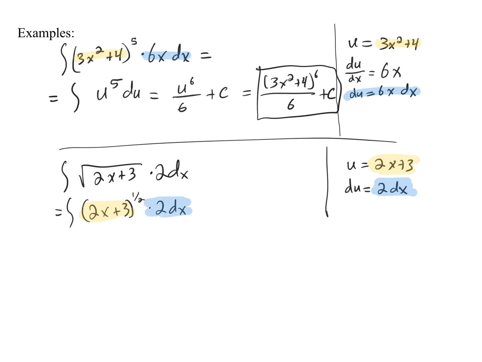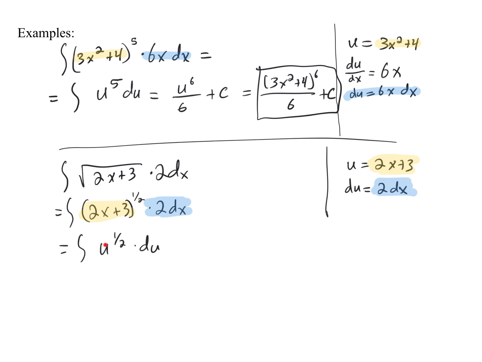Now, that's kind of true, that's kind of not true. You have to account for this somehow. Now, the easiest way is if you see it in the problem, we can just immediately substitute it out. So let's rewrite this. This is u to the 1/2 times du.